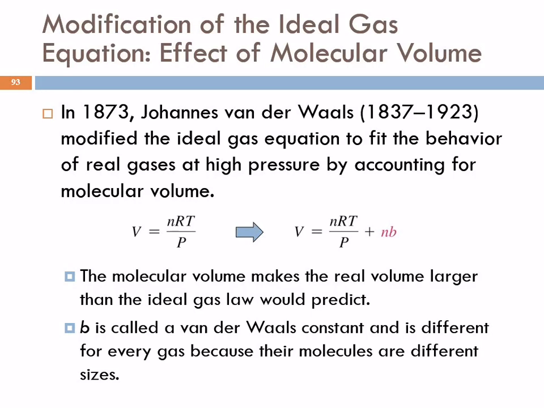So he said, well, the volume is nRT over P, but at high pressures, it's actually larger for real gases. And so we need to add nb to this volume. n is the number of moles of the gas, and b is a constant called the van der Waals constant, and it's going to be different for each gas because each gas has different sized molecules. So if you're dealing with a specific gas, you can use this correction factor so that you can predict what the volume of the gas would be at high pressure.